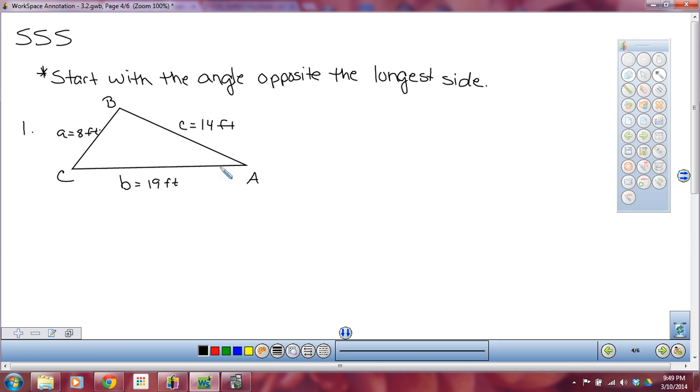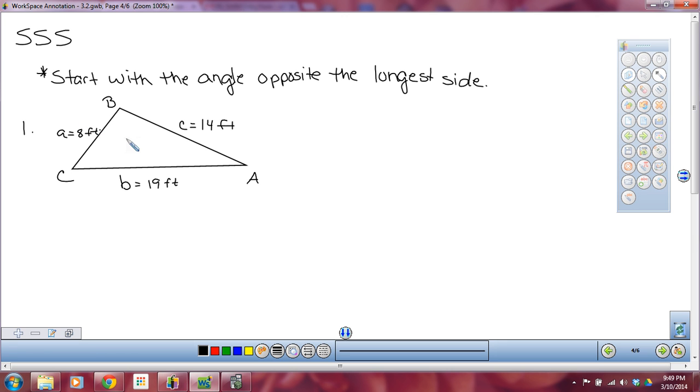And this is why. A triangle can have at most one obtuse angle. Alright? So if it's going to have one, it's going to have to be the one that's opposite the largest side because, remember, the largest side will go with the largest angle. I don't know if you guys remember that. So the biggest angle of this triangle is going to have to be B because side B is 19. The next biggest would be angle C because side C is 14. And then the smallest angle of the whole triangle is going to be angle A because side A is only 8 feet. So we're going to start with the biggest one.